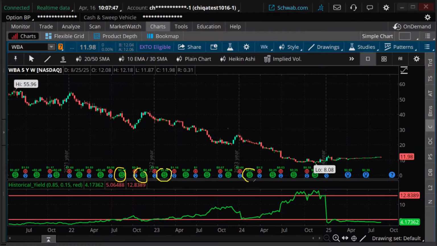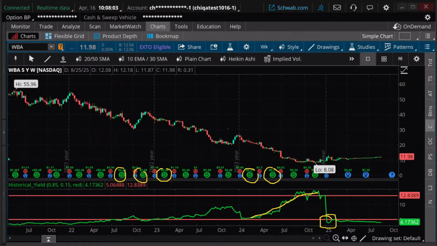They cut the dividend, and what's happening? The yield actually went up high, again, up 10%, 12%. And then all of a sudden, what happened? It crashed because they cut the dividend. That's one of the risks of dividend investing.